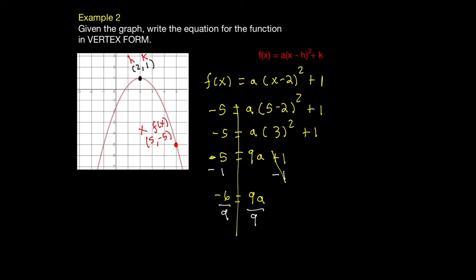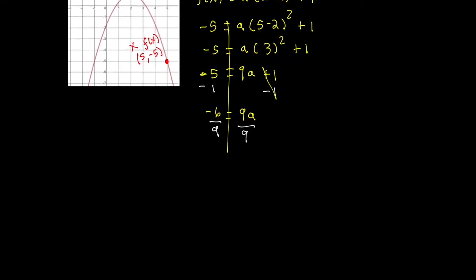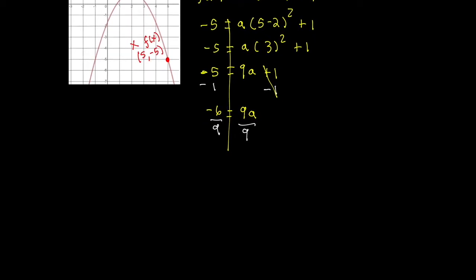And on the left hand side, negative 6 divided by 9, I can reduce that fraction since 6 and 9 have a greatest common factor of 3. This reduces to negative 2/3. And on the right hand side, the 9's are going to cancel out. So my a value is negative 2/3.